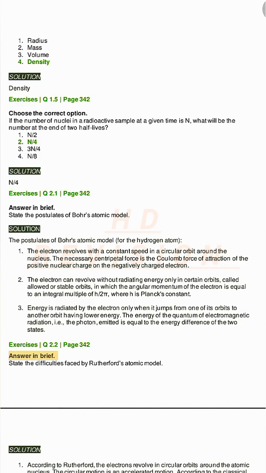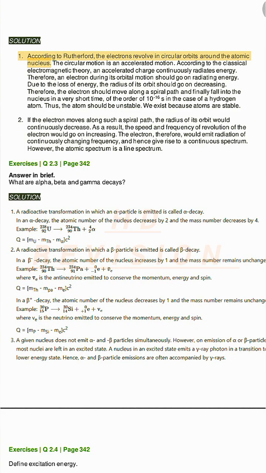Answer in brief. State the difficulties faced by Rutherford's atomic model. Solution. 1. According to Rutherford, the electrons revolve in circular orbits around the atomic nucleus. The circular motion is an accelerated motion. According to the classical electromagnetic theory, an accelerated charge continuously radiates energy. Therefore, an electron during its orbital motion should go on radiating energy.